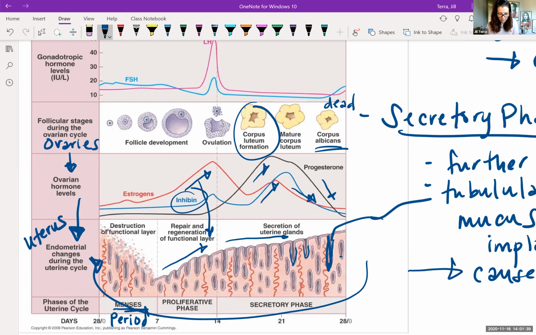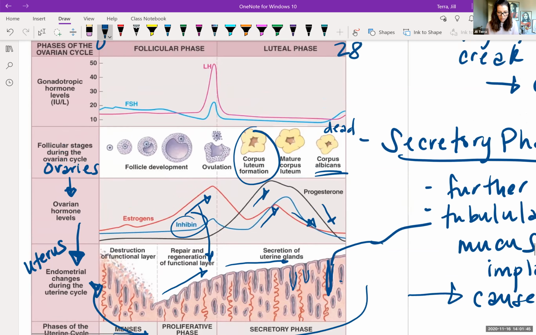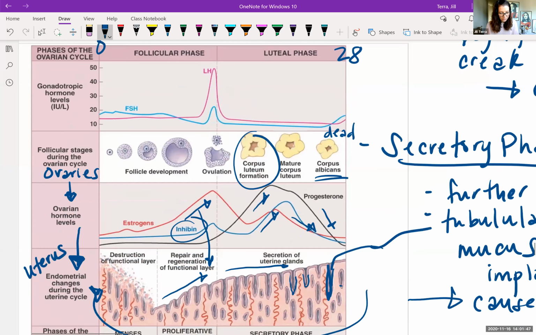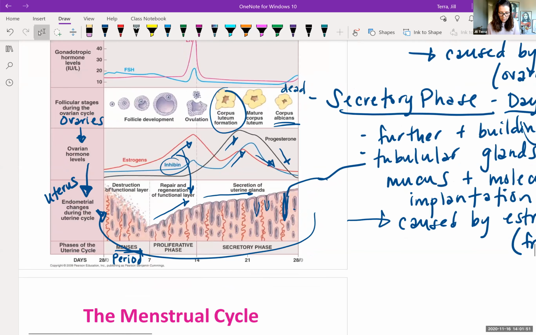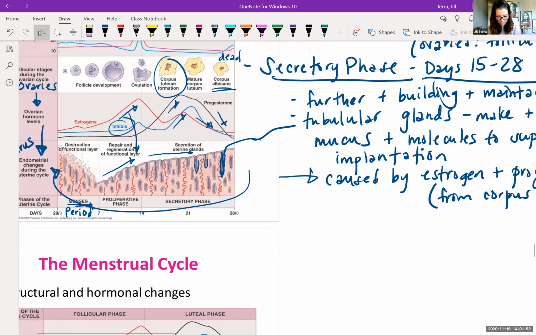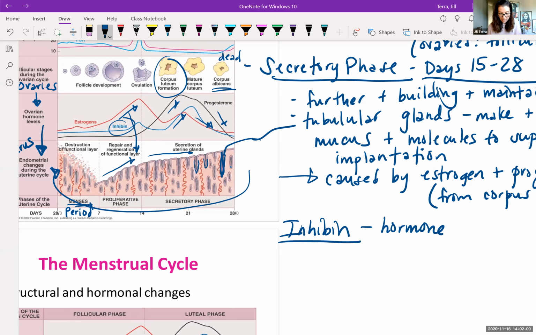Let's talk a little bit about inhibin. We see it goes up, spikes a little bit, and then it really goes up during the secretory phase of the uterus, or the luteal phase of the ovarian cycle. What the heck is that? Inhibin is another hormone. Let's write this out. Inhibin is another hormone that is produced by the follicular cells.